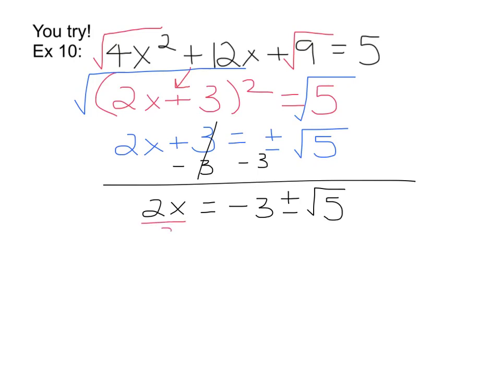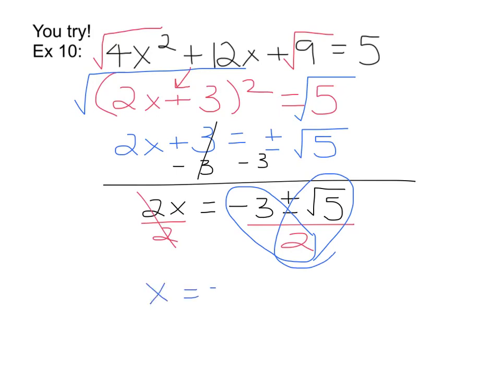And then you divide both sides by 2. And when you divide, you would be simplifying this number and this number. So my final answer is x equals negative 3 over 2 plus or minus the square root of 5 over 2. And that's your two answers.